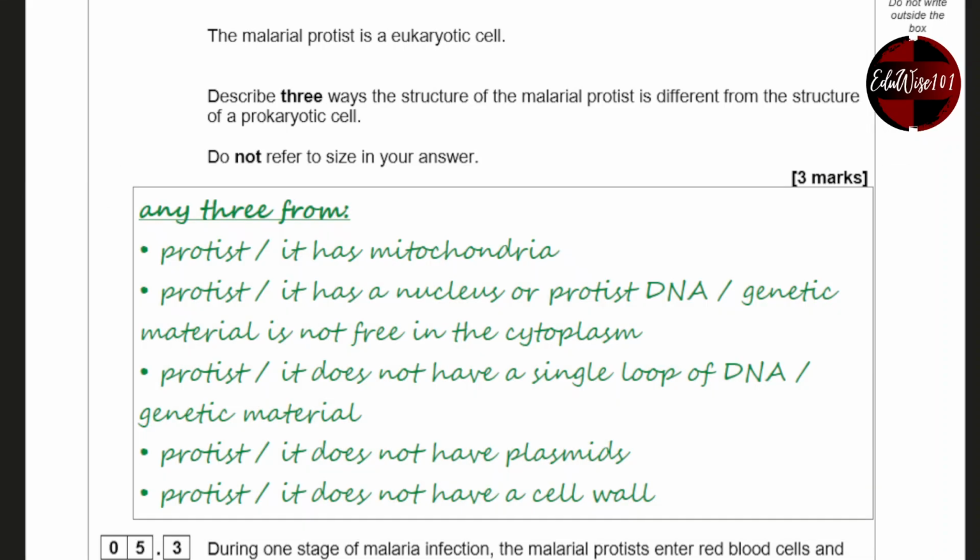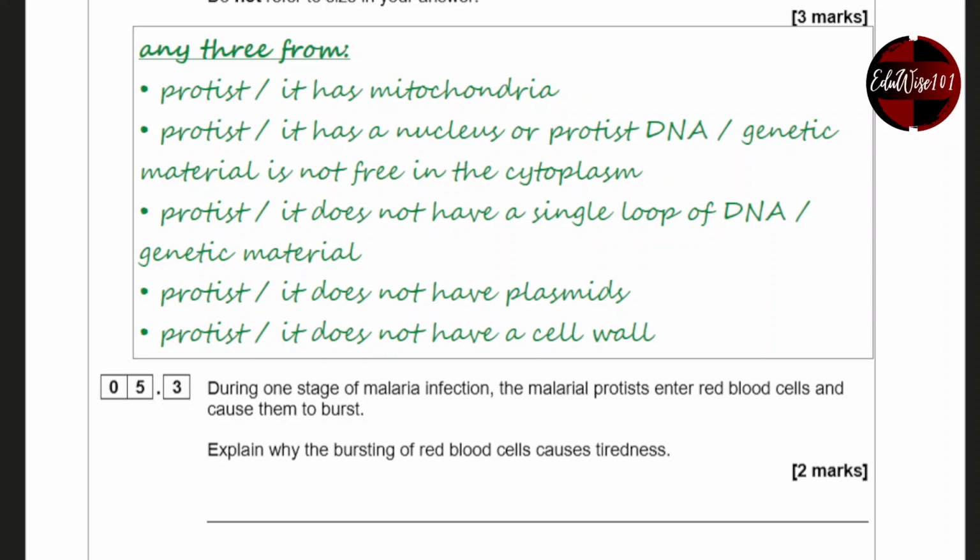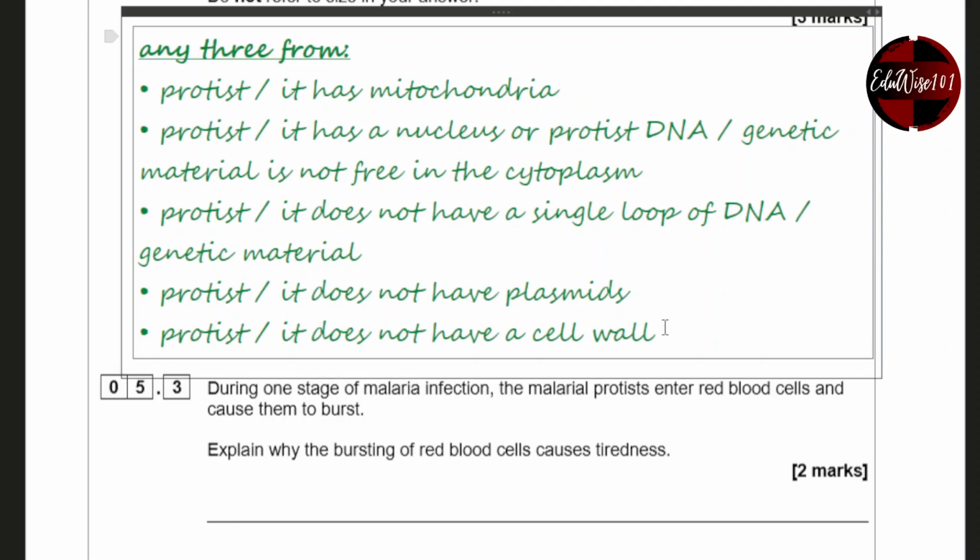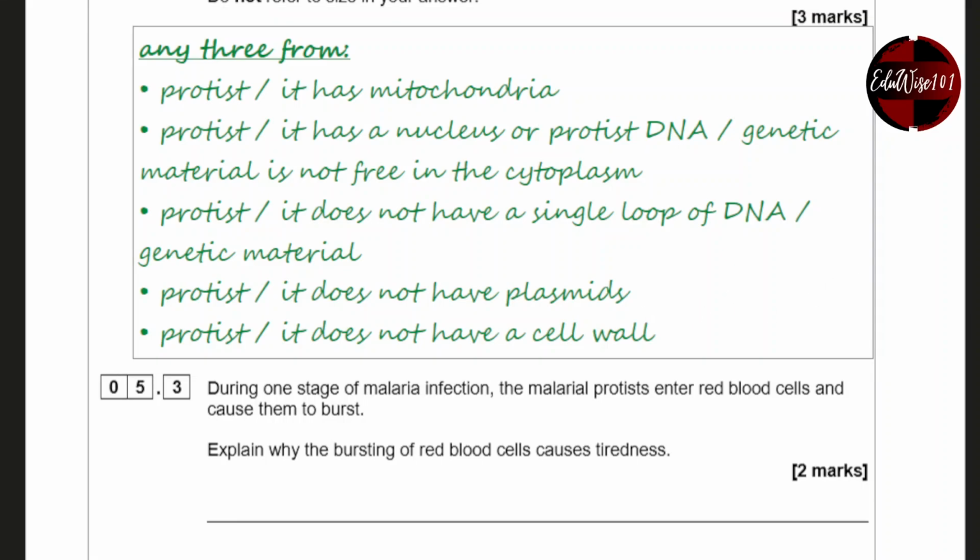So the protist has mitochondria, it has a nucleus, so the DNA is not free in the cytoplasm, and it doesn't have a single loop of DNA or genetic material. It doesn't have plasmids, and it doesn't have a cell wall, whereas prokaryotes would have. Prokaryotes would have a plasmid.